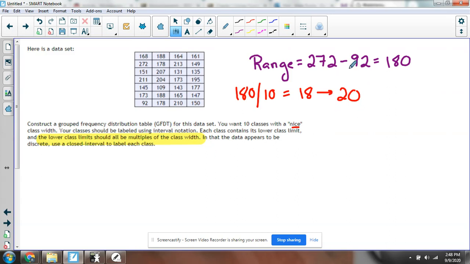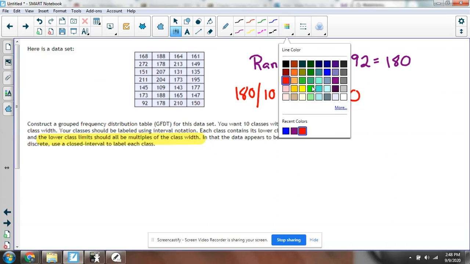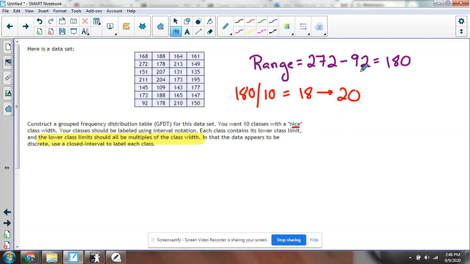So I'm going to look at the lowest number in my data, which is 92. So I want that to fall within my first class. So you started at 90. But since 90 is not a multiple of 20, we have to go to the next lowest multiple of 20. So our first class is going to start at 80. Okay, and then every class width has to be a multiple of 20. So the next one's going to start at 100, and then 120, and so on.